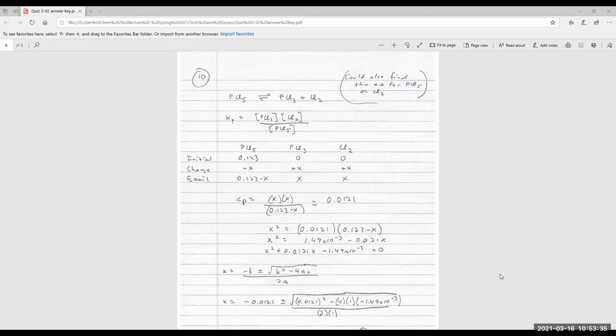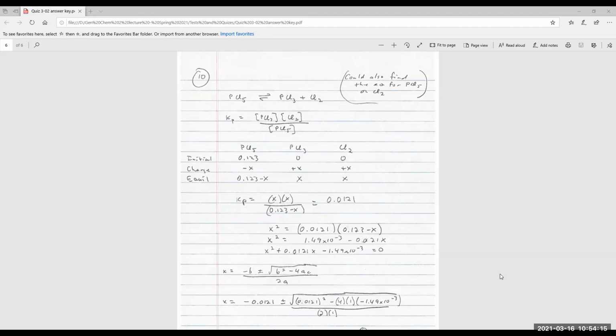Now that we know the representation for the equilibrium concentrations, we can plug those back into our equilibrium expression. And so that's X times X in the numerator and 0.123 minus X in the denominator, and that's equal to our Kp value of 0.0121. So just as before, we have to do some algebra there. If you work through the algebra, you can get to the quadratic equation format of x squared plus 0.0121x minus 1.49 times 10 to the minus 3 equals 0.